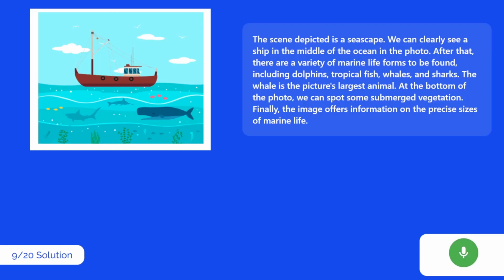The scene depicted is a seascape. We can clearly see a ship in the middle of the ocean in the photo. After that, there are a variety of marine life forms to be found, including dolphins, tropical fish, whales, and sharks. The whale is the picture's largest animal. At the bottom of the photo, we can spot some submerged vegetation. Finally, the image offers information on the precise sizes of marine life.